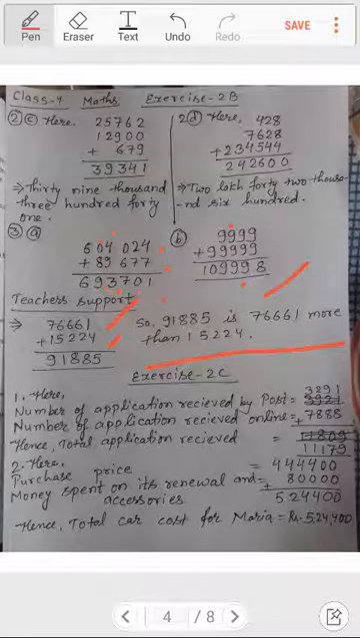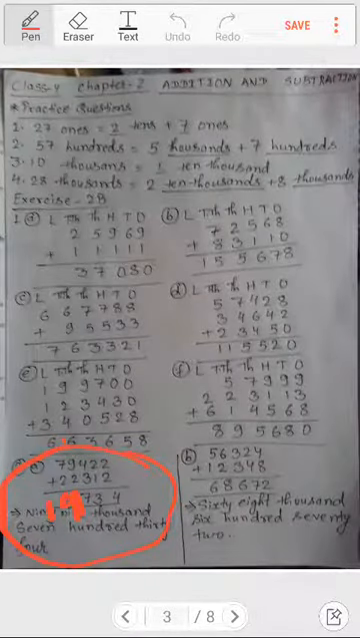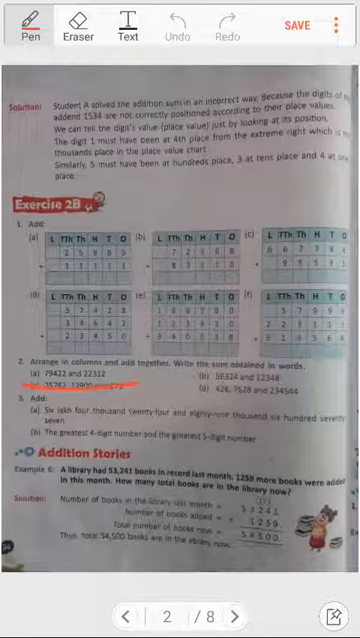You will see after this there is exercise 6 solution, but before that I will explain the example which has been given before exercise 2C. You can see over here addition stories. What is the question? A library had 53,241 books on record last month. 1,259 more books were added this month. How many total books are in the library now? So here, total means you have to add. In a word problem you have to do it in the same way, and I had also solved the word problem in the same way.